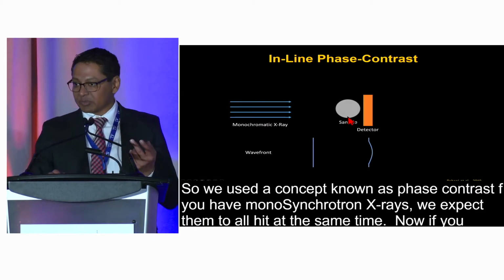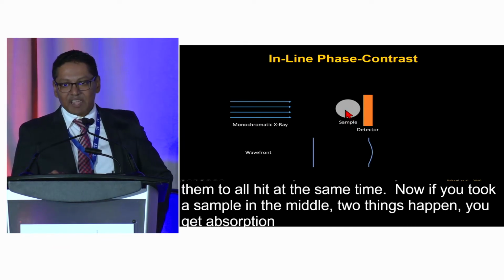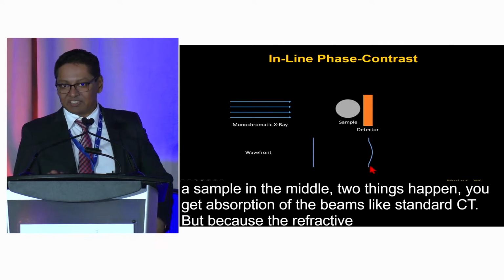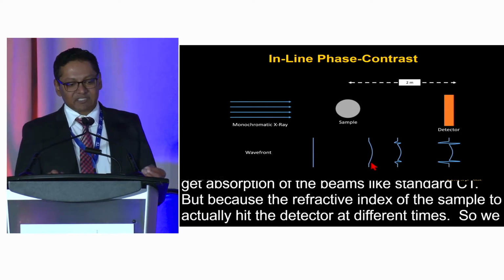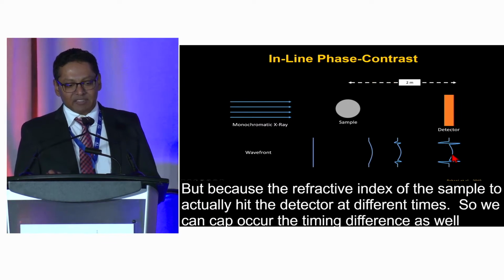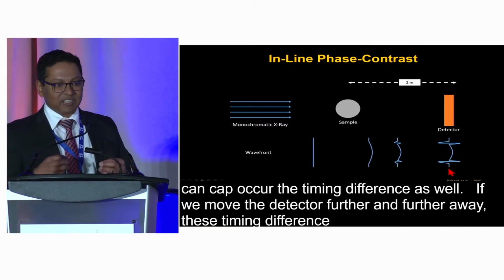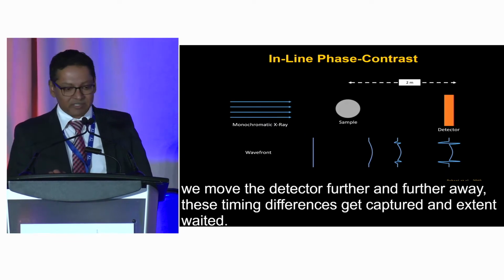One, you get some absorption of the beams, which is like standard CT. But because of the refractive index of the sample, they actually hit the detector at different times. And so we can capture the timing difference as well. If we move the detector further and further away, these timing differences get captured and accentuated. So if we combine the absorption with the timing, we get our phase contrast imaging.